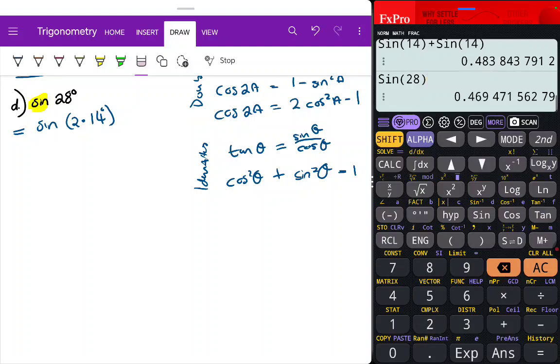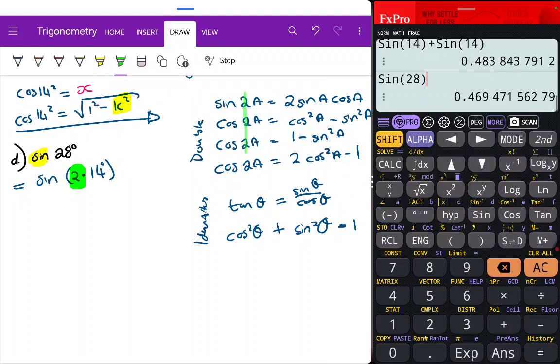So instead, what I want you to recognize is this is 2 times an angle. What do we call 2 times an angle? We have a double angle, right? So let's use the double angle rule. According to the double angle rule, if you have sine of 2 times an angle, you have 2 times sine 14 cosine of 14.